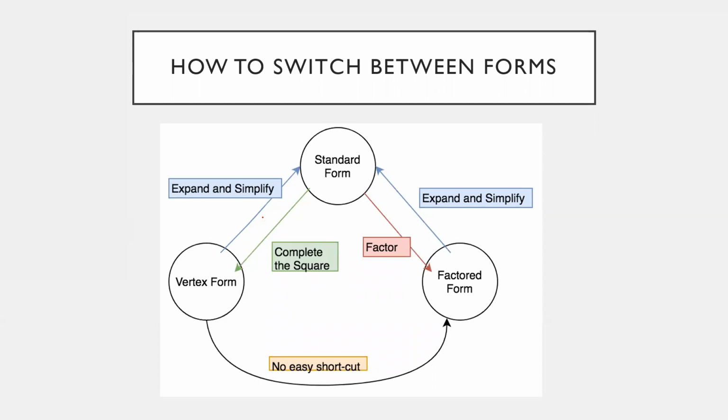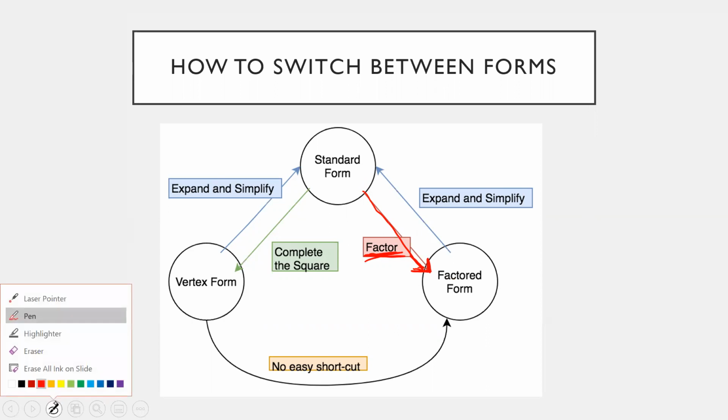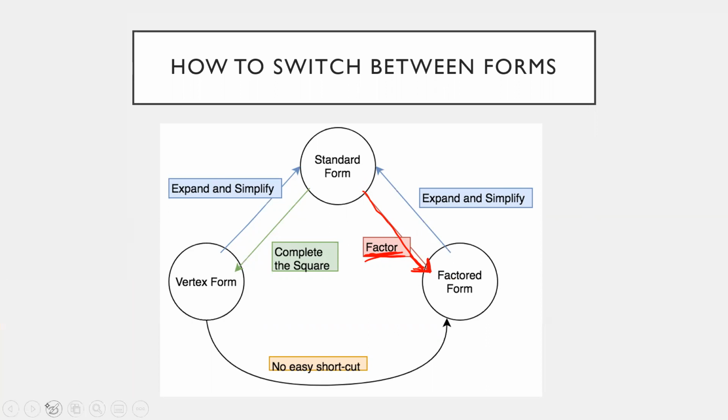If you want to switch between standard form, let's start with the easy one, standard form and factored form. I'm hoping everyone understands that this is quite simple to remember. You simply factor, right? And we know how to factor. We've done it a lot, so I'm not going to go over that as much. You factor using sum and product, you use perfect square trinomial factoring, difference of squares, whatever it may be.